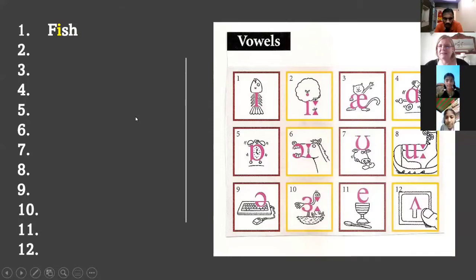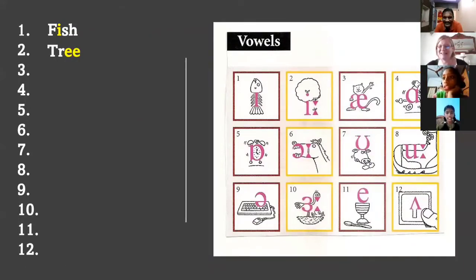So this word is tree. Can you say tree? Tree. Very good. So the sound is E. Very good. You have to smile. E. Great. Number 3 is cat.